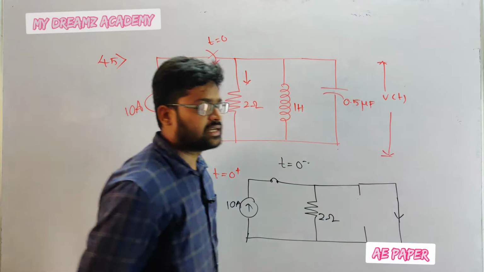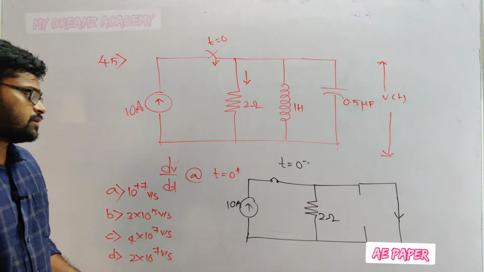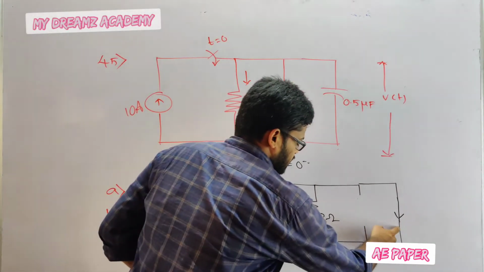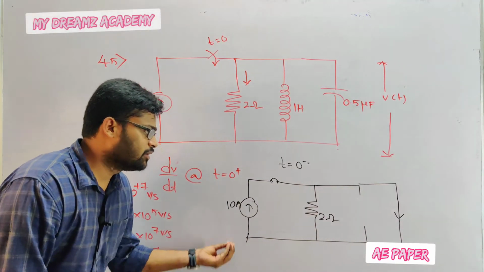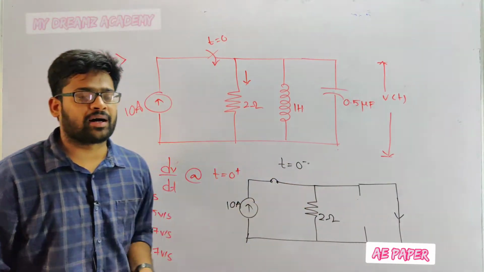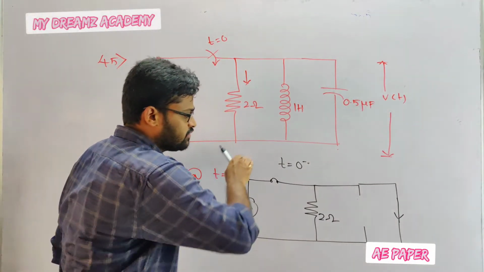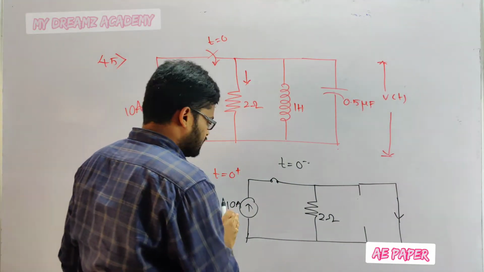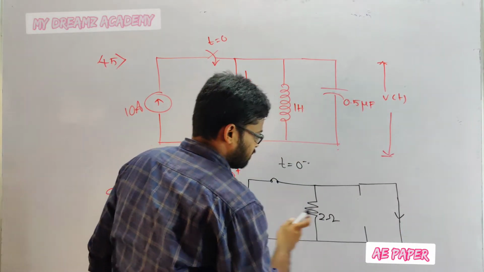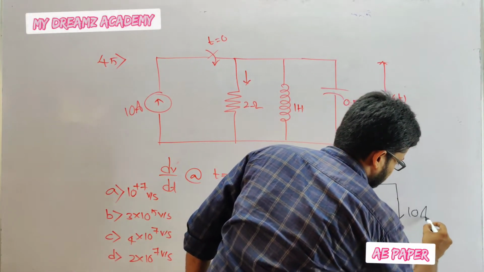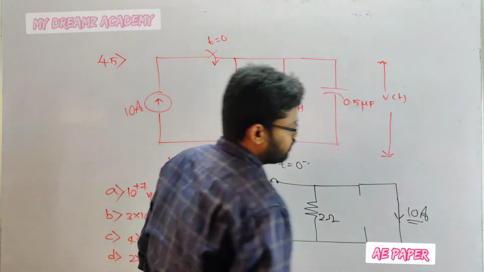We need to calculate the current flowing through the capacitor. Since it is short circuited, the current will always flow through the low resistive path. Here the low resistive path is this one only, the short circuit, so the maximum current will flow through this one. 10 ampere current will flow through this.